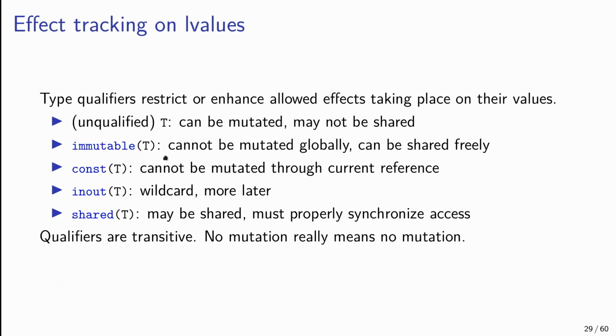Another way D tracks effects is mutability of lvalues. So you have an unqualified type. It can be mutated. It may not be shared. So instances of T, like variables of T, can be mutated, right? Then an immutable T cannot be mutated at all. It can be shared freely as a result. I don't know if this is the best design, but it seems to make sense as well. Then const means you cannot mutate something through the current reference. The other people may mutate this, and you may observe the mutation.